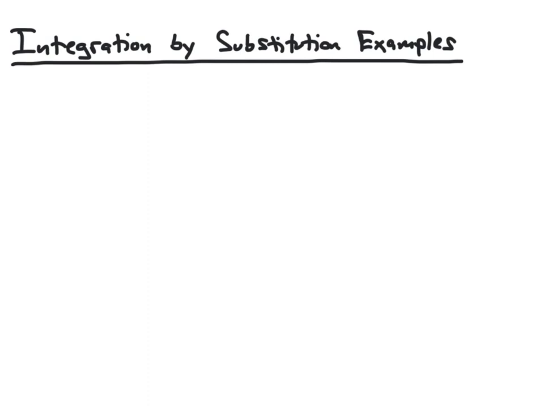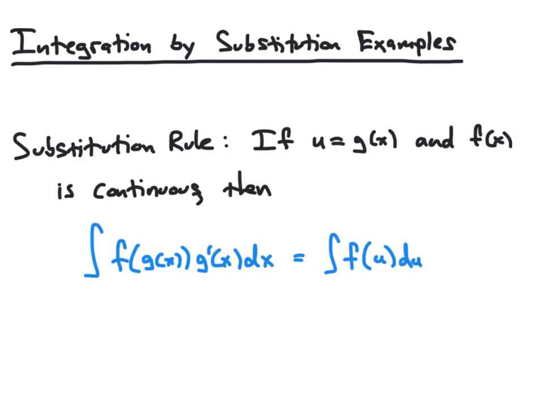In this video, we're going to take a look at some examples using integration by substitution. We recall that the substitution rule for indefinite integrals says that as long as f of x is a continuous function, then the integral of f of g of x times g prime of x dx can be written as the integral of the function f of u du by making the substitution u equals g of x. And so the idea here is to let u equal the inside function of our composition, and then du would represent the derivative of that function.